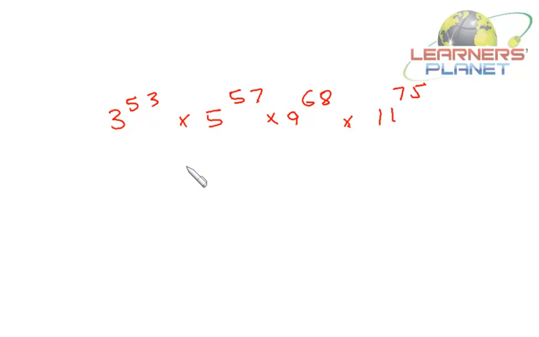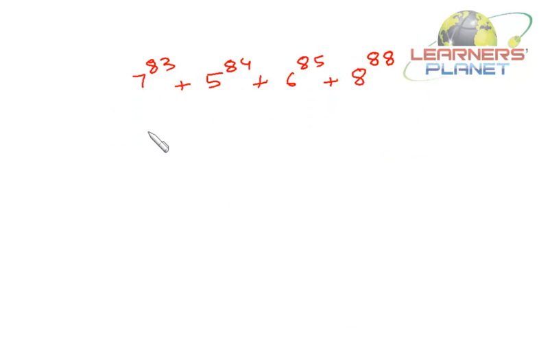So in this case, there is no even number. All the numbers will be odd numbers. If we calculate 3 raised to 53, it will produce an odd number. If we calculate 9 raised to 68, it will produce an odd number. And if we calculate 11 raised to 75, it will also produce an odd number. So if any odd number is multiplied by 5, it will produce 5 at units place. So further, no need to calculate.